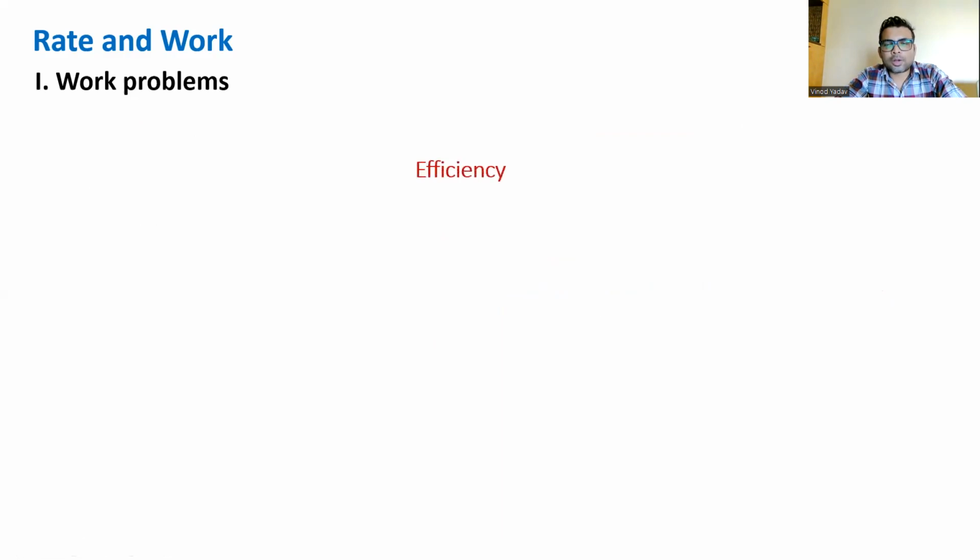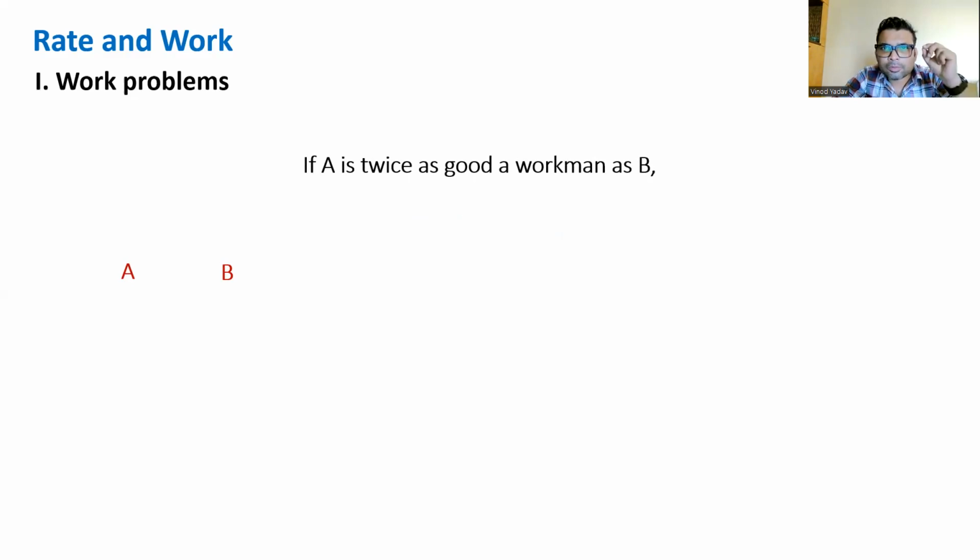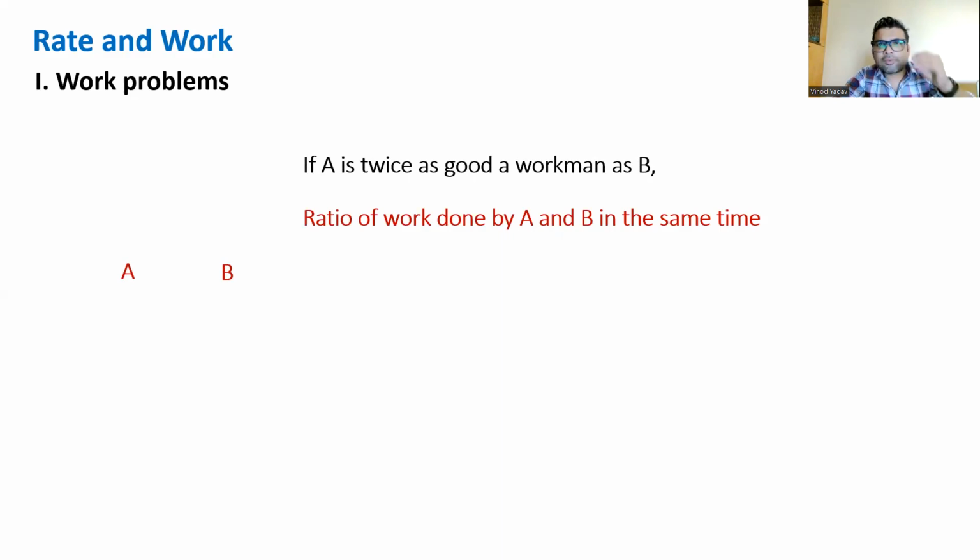Cool. Now, what do we mean by efficiency? You have heard about this word many times. Efficiency is nothing but the rate of doing the work, meaning work done per unit time. So amount of work done in a given time. For example, sometimes they will give a statement like this, that A is twice as good a workman as B. So what do we mean by this statement? We can extract two things from the statement. First, amount of work done. So if B does one unit of work, A will do double. So A will do two units of work. The ratio of work done is 2:1.